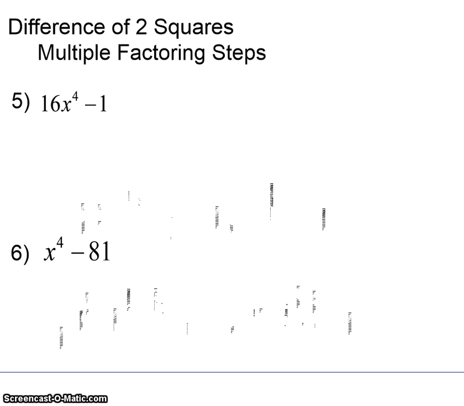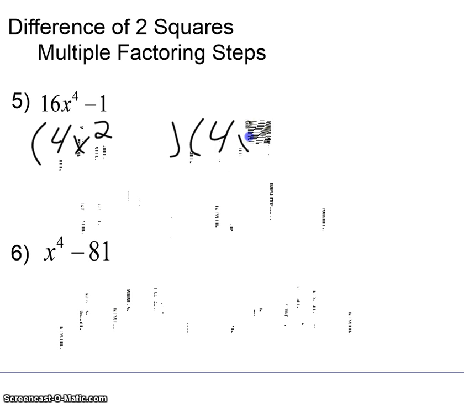All right, sometimes you can factor it more than once, right? And so if you can continue factoring anything, you always have to continue factoring until it's not factorable anymore. So here's an example of that. Problem 5, the square root of 16x to the fourth is 4x squared. And your square root of 1 is 1. 1 minus, 1 plus.